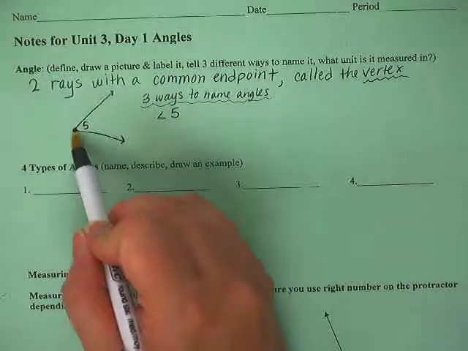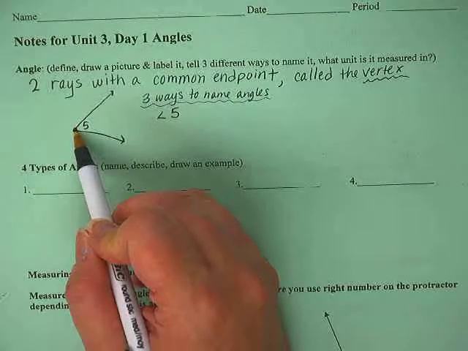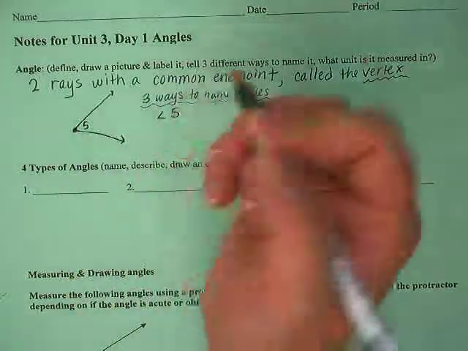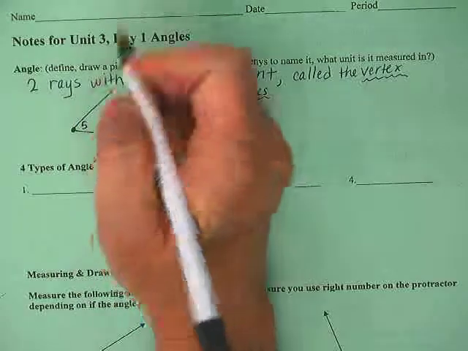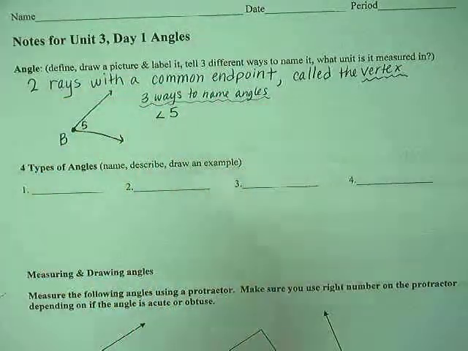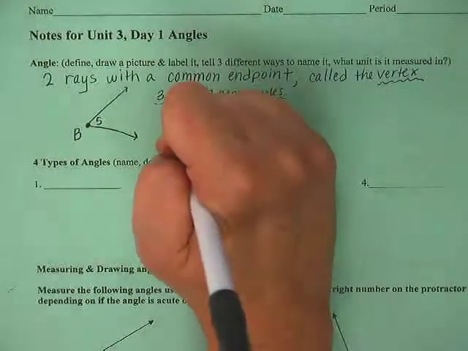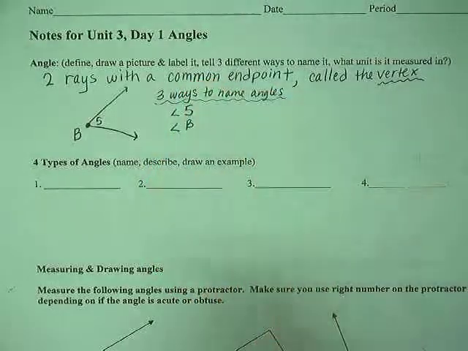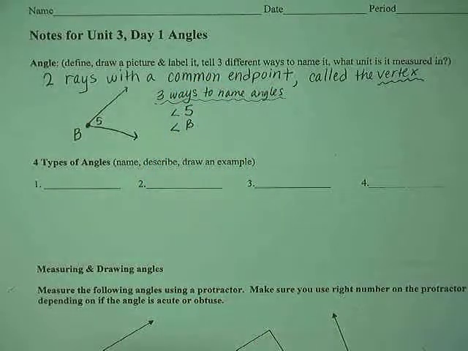Okay? Another way to name an angle is to name the vertex with a capital letter. I was going to use B, so I'm just going to put B. So we could call this angle B.